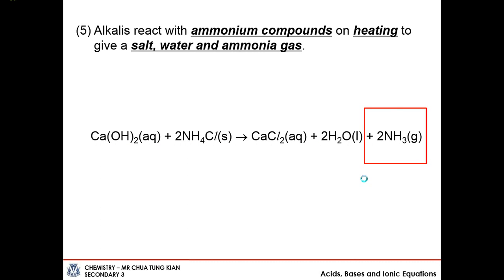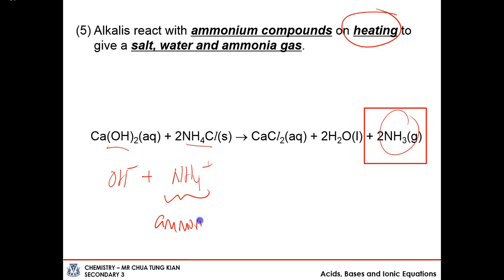Alkalis can also react with ammonium compounds to give us salt, water and ammonia gas on heating. Without heating, this one actually doesn't take place, or takes place extremely slowly. So when you heat the alkali with ammonium compounds, NH3 evolves. So this is the equation. Where did the NH3 come from? It's because the OH- here reacts with the NH4+ here. This is the ammonium ion.